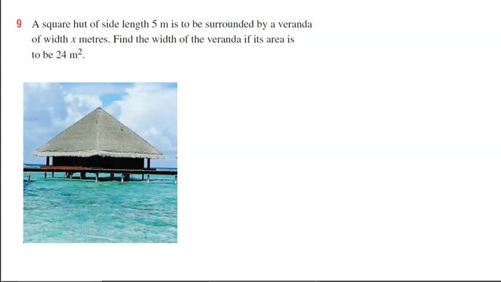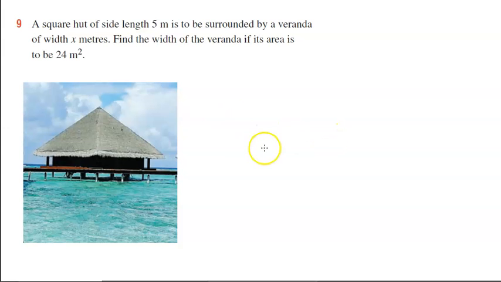Question 9 from exercise 5G is not necessarily the easiest question to interpret, because it's not specific about what it's asking for, and the information is admittedly a bit vague. So how to tackle this question? A square hut of side length 5 meters is to be surrounded by a veranda of width x meters. Find the width of the veranda if its area is to be 24 square meters.